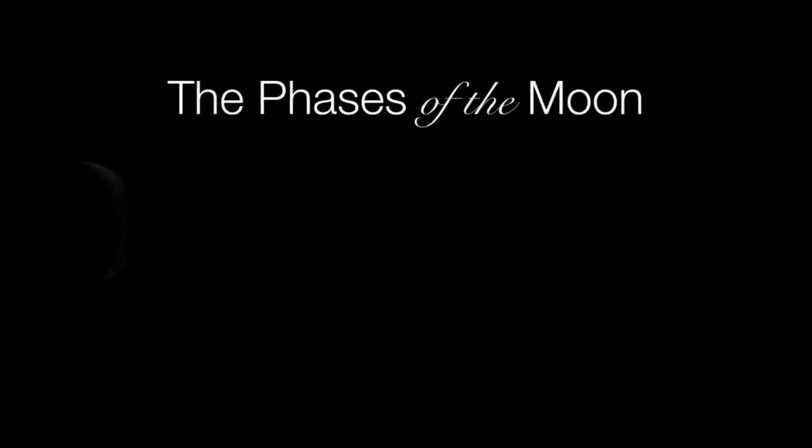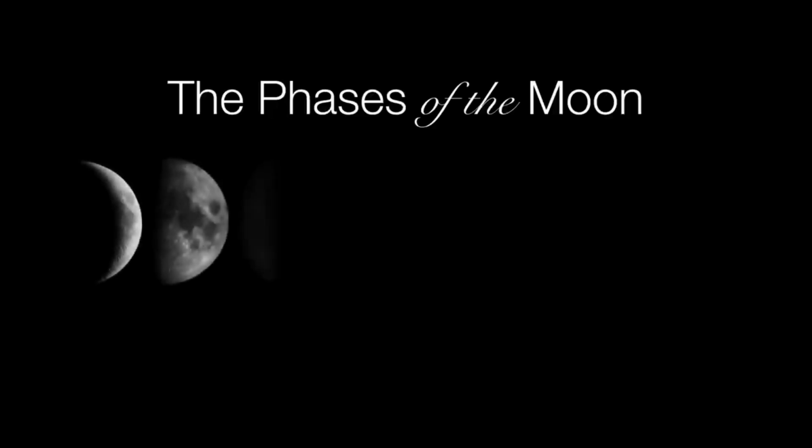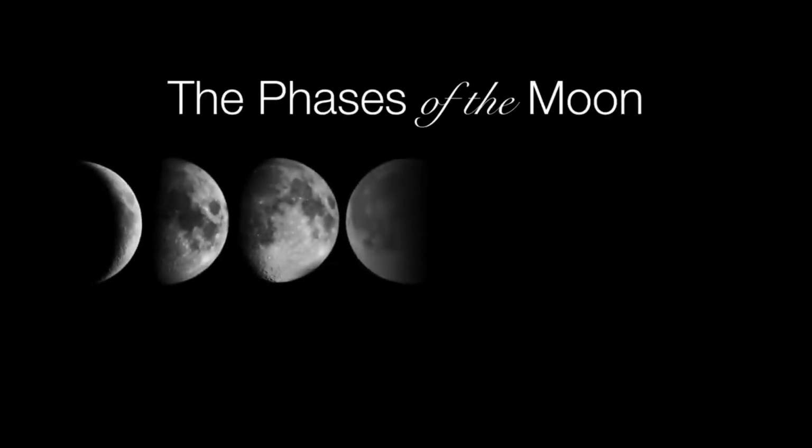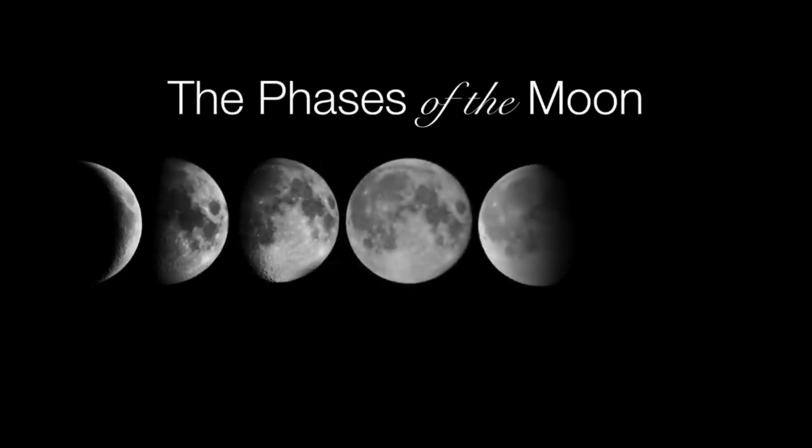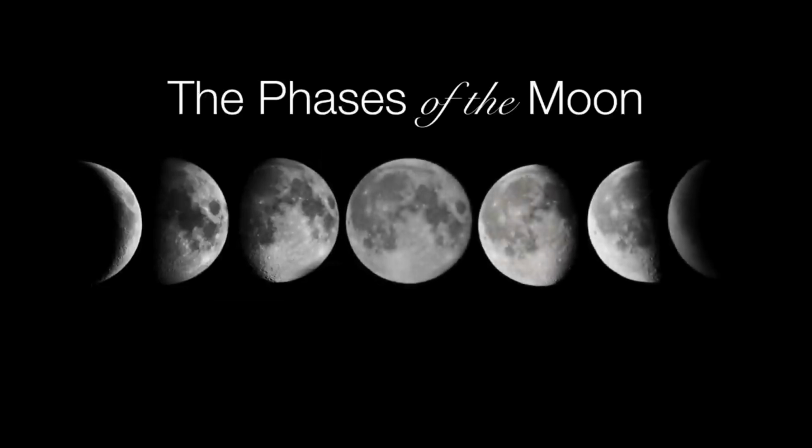Watch the moon over the course of several weeks, you would see that light would gradually be added to the face of the moon, and then after reaching the full phase, the light would seem to come off. So these are the familiar phases of the moon.